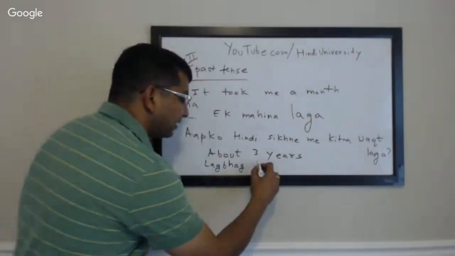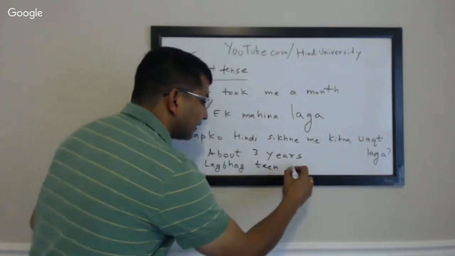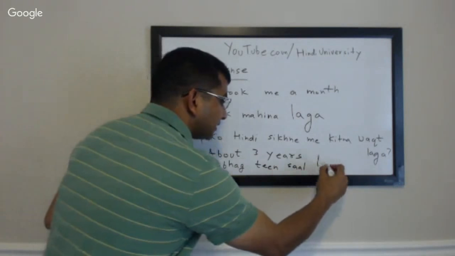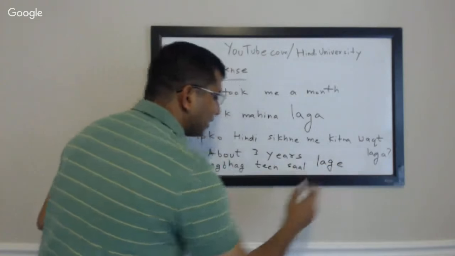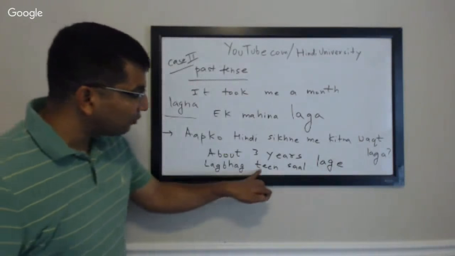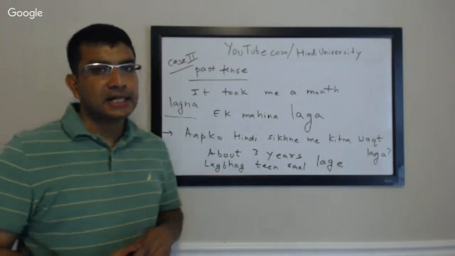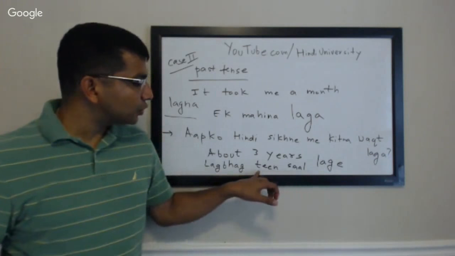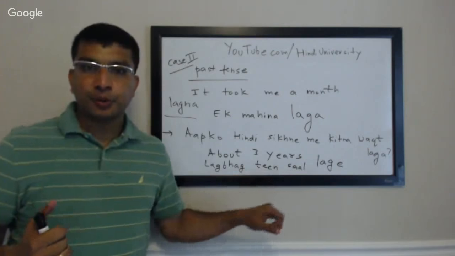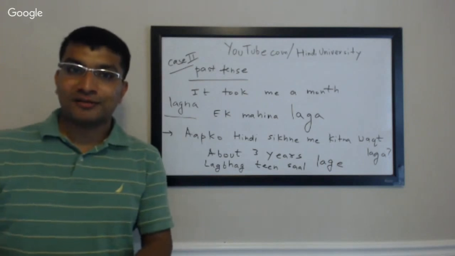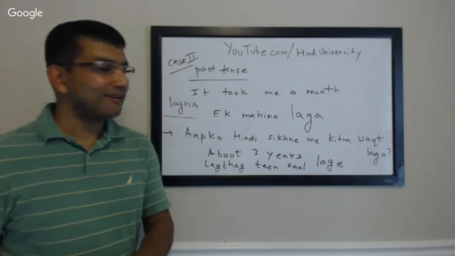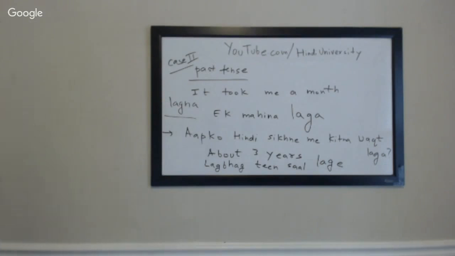And then she said lagbhag teen saal. Lagbhag teen saal lage. Don't read this as teen, it's teen. Lagbhag teen saal lage. Lage because it's three, and it's sort of plural, right? It's not ek saal laga. Okay, let's see if there are other answers.